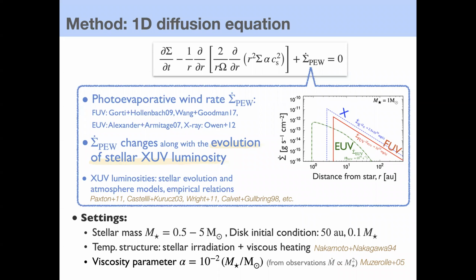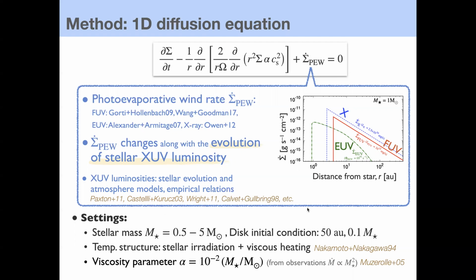We solved the 1D diffusion equation considering the viscous accretion and the time-dependent photoevaporation. So we combined the photoevaporation model in the literature and the XUV luminosity evolution from the stellar evolution simulation, stellar atmospheric models, and observational or theoretical relations. The settings are shown here.